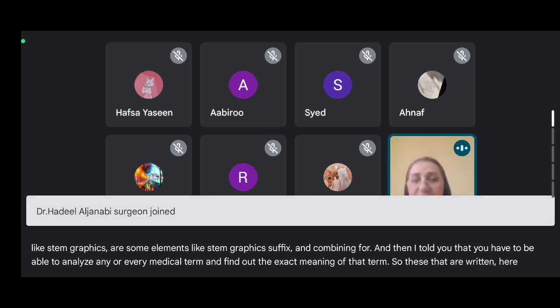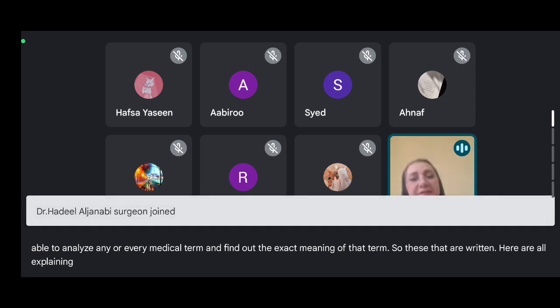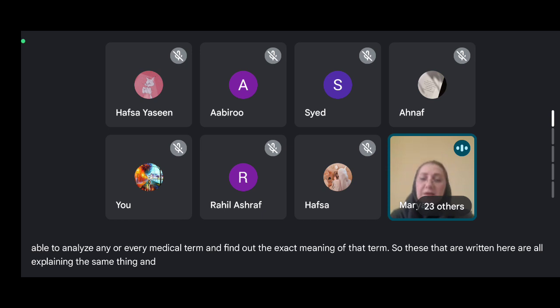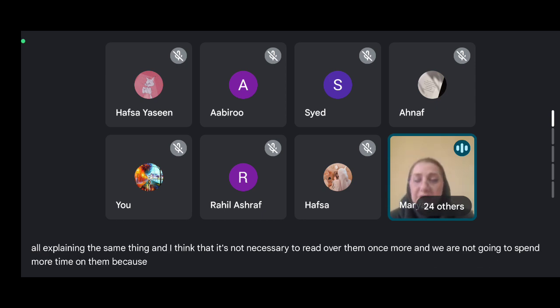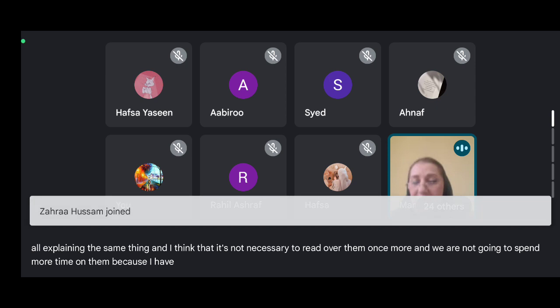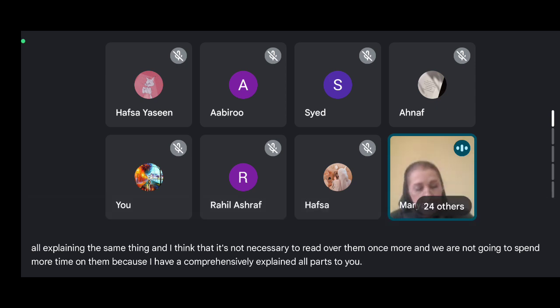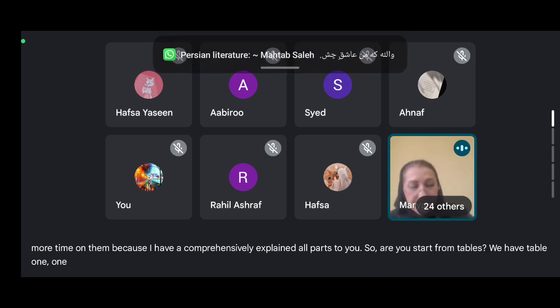So these that are written here are all explaining the same thing, and I think that it's not necessary to read over them once more, and we are not going to spend more time on them because I have comprehensively explained all parts to you. So I will start from tables. We have table 1.1, examples of word roots.